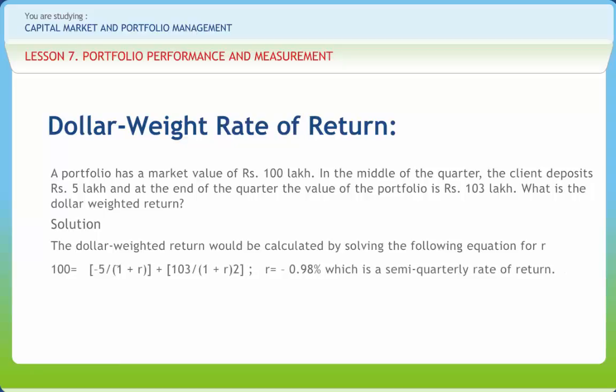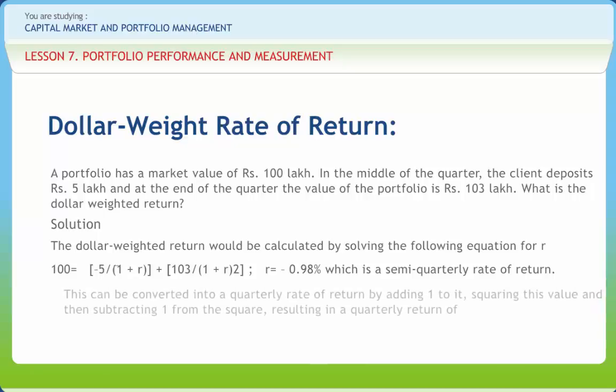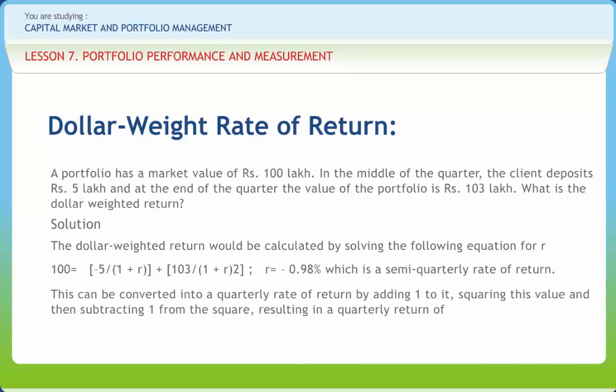The dollar-weighted return would be calculated by solving the following equation for R. 100 equals minus 5 divided by 1 plus R, plus 103 divided by (1 plus R) squared, where R equals minus 0.98%, which is a semi-quarterly rate of return. This can be converted into a quarterly rate of return by adding 1 to it, squaring this value, and then subtracting 1 from the square, resulting in a quarterly return of (1 plus minus 0.0098) squared minus 1, which equals minus 1.95%.